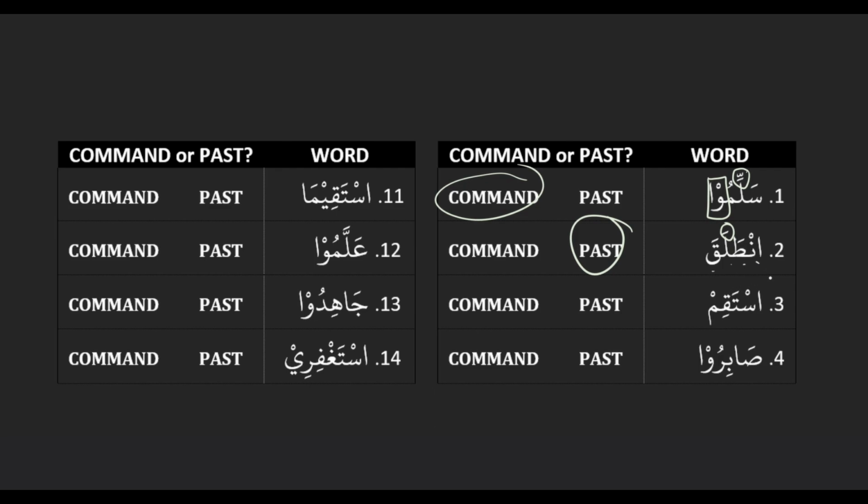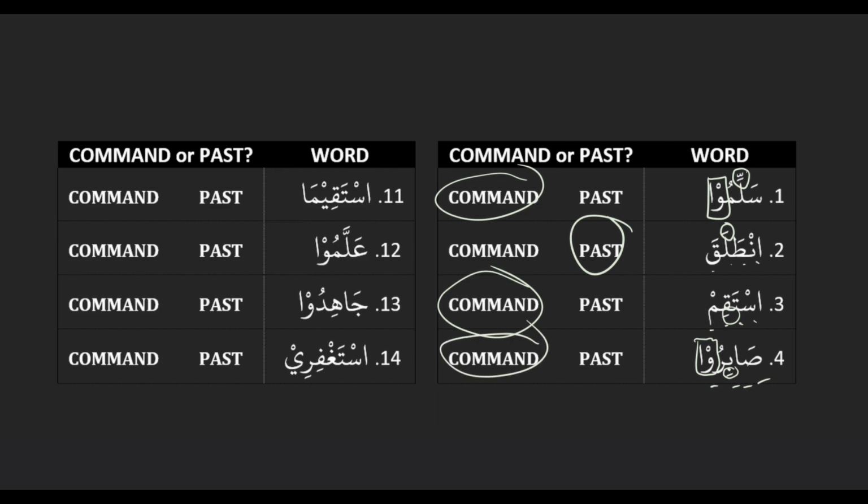Istaqim. We have 4 letters, sin, ta, qaf, mim. And our second to last letter is qaf, and it has an E sound. So this is command. 4 letters plus E, command. Sabiru. I'm going to ignore the waw alif at the end. Then this is 4 letters. Second to last is ba, and it has a kasra, so it has an E sound, so it is command. Good.